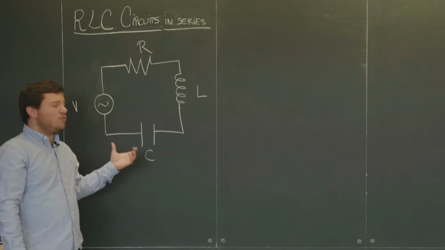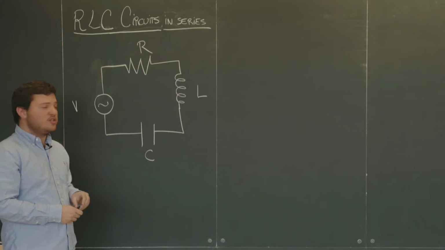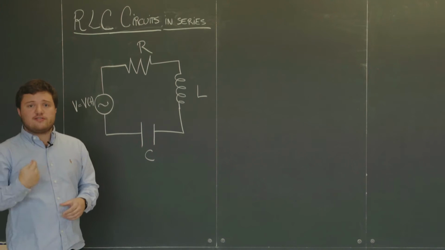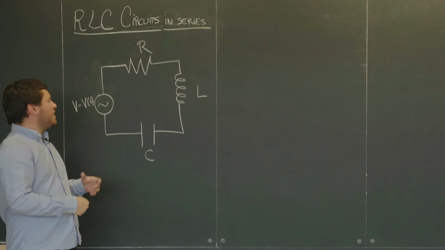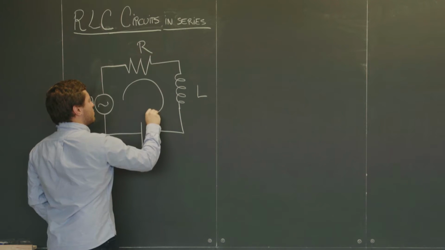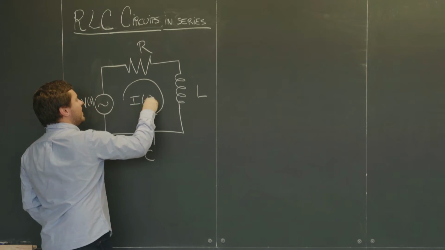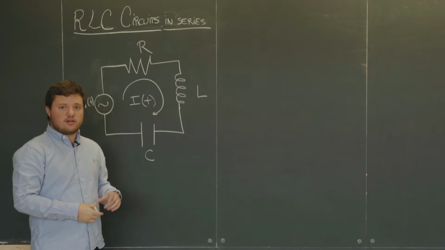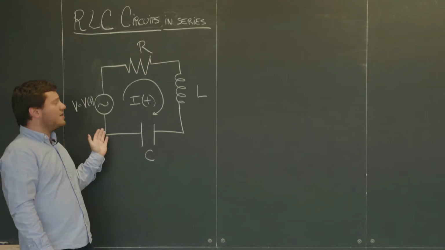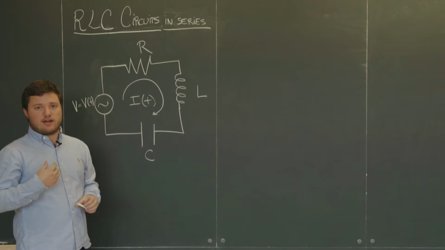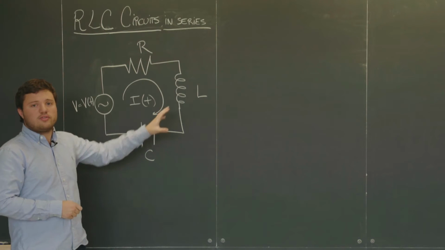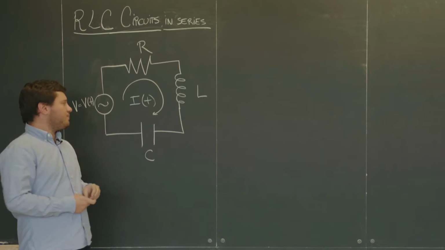So the first variable will be the input voltage, which will be a function of time. So V is V of t, a function of time. The second variable is the current that goes through the system. So we'll denote the current by I of t, also a function of time, and we'll denote positive current as current that flows clockwise in this diagram. Since this is a series circuit, the current through all the components is the same.